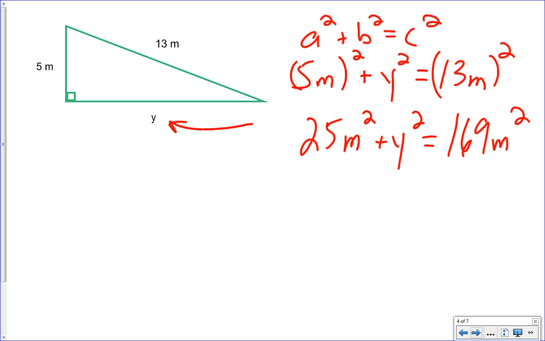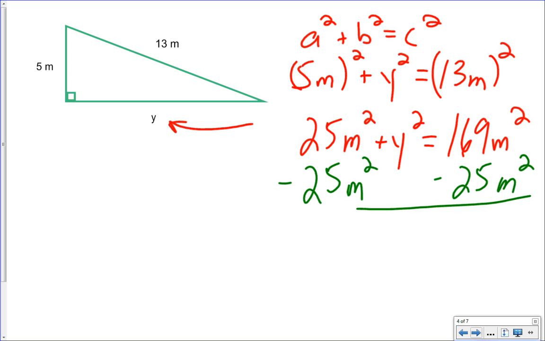Well, this is drastically different from the first one. In the first one, the hypotenuse was what we didn't know, so the variable was by itself already. Well, here, this one's not. So let's try and get it by itself. We're going to try and do any adding and subtracting that we can first. Subtract 25 meters squared. So on the left side, we have 25 meters squared plus Y squared minus 25 meters squared. So those cancel, and I'm left with Y squared. And on the right side, I have 169 meters squared minus 25 meters squared.